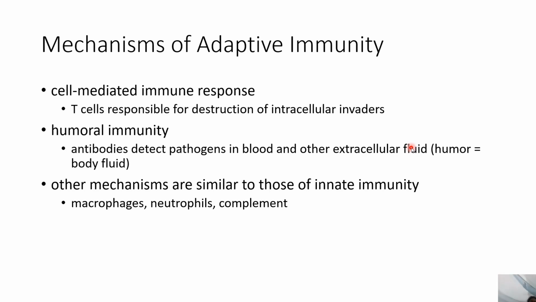Now, the mechanisms of adaptive immunity. The cell-mediated immune response: T cells are responsible for destruction of intracellular invaders. Humoral immunity: antibodies detect pathogens in blood and other extracellular fluid. Other mechanisms are similar to those of innate immunity: macrophages, neutrophils, complement.